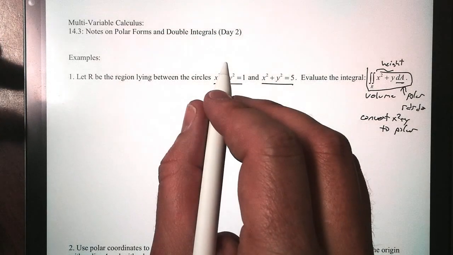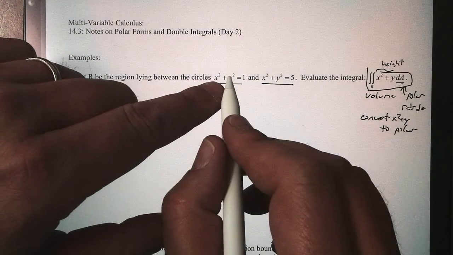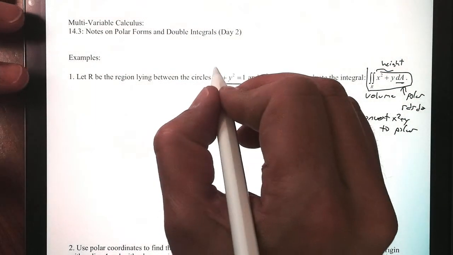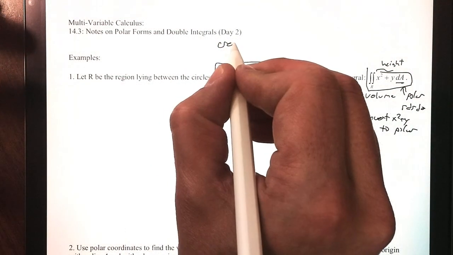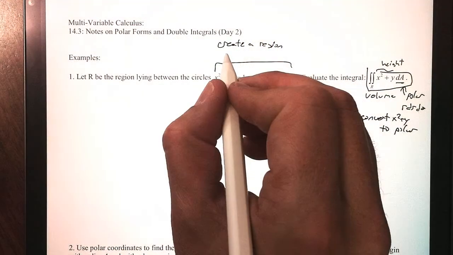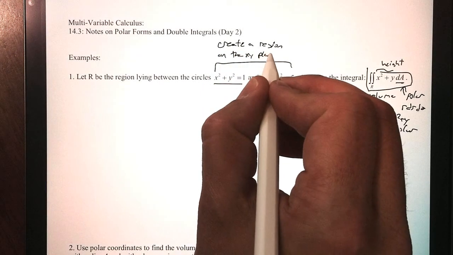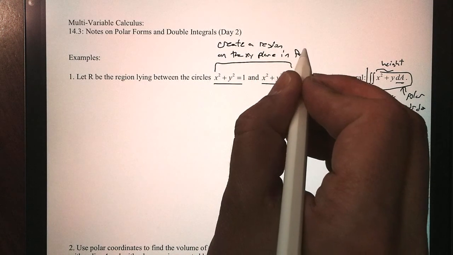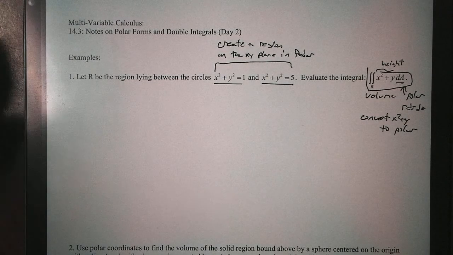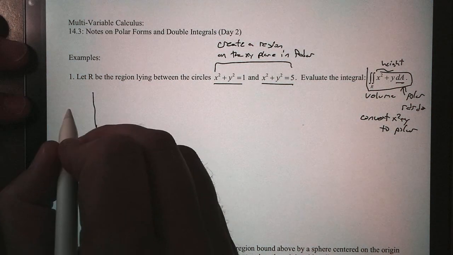Now the base region, if you notice, is on my xy plane right here. x squared plus y squared is 1. x squared plus y squared is 5. So we need to create a region on the xy plane in polar form. We're going to use polar because we're using circles. Anytime you're using a circle, polar will make it much easier for us. So I can do that pretty easily.